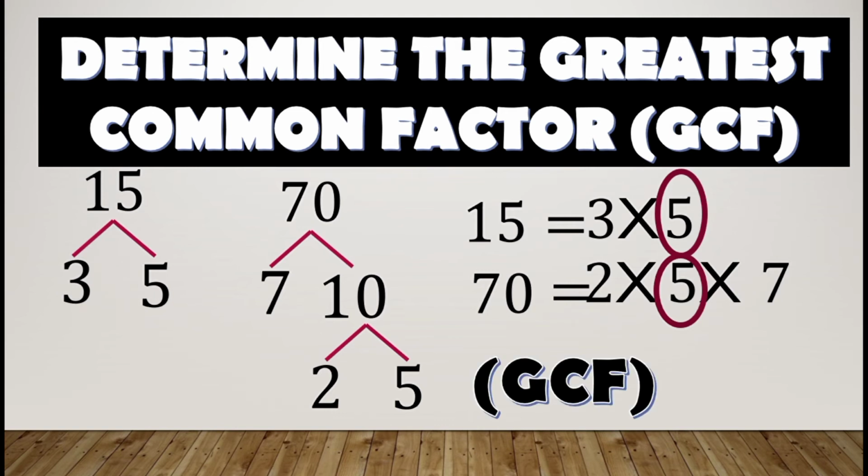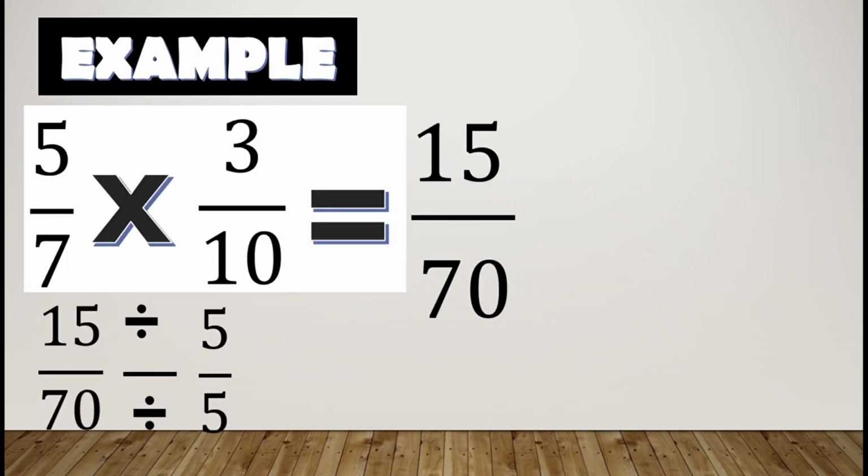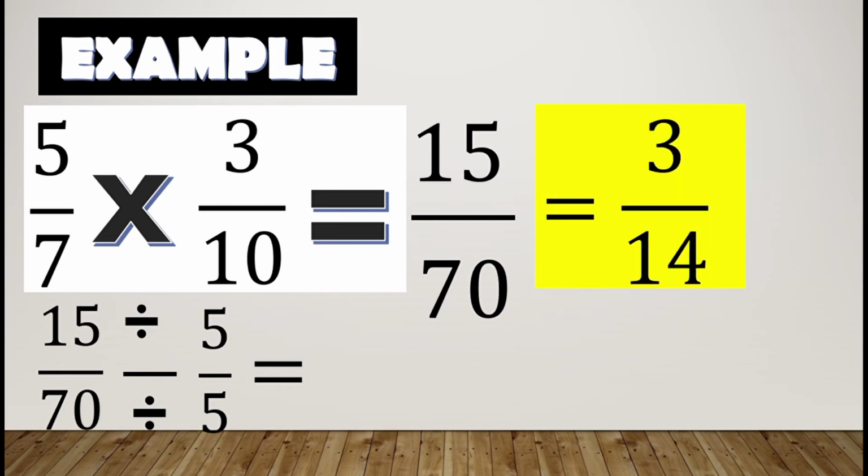Therefore, the greatest common factor is 5. So, 15 over 70 will be divided by 5. Therefore, 15 over 70 can be written as 3 over 14. Let us proceed with our second example.